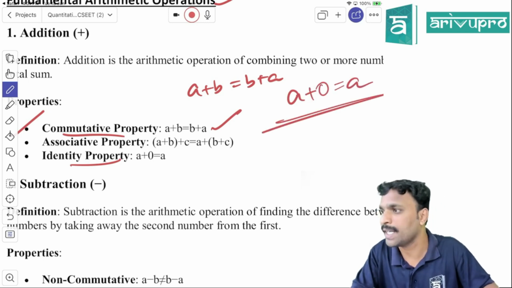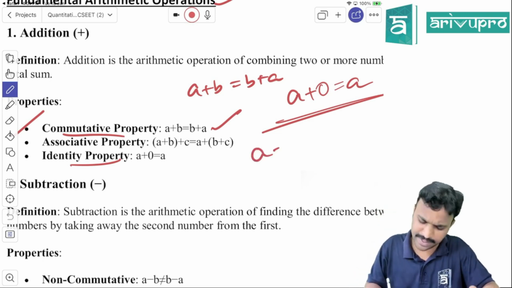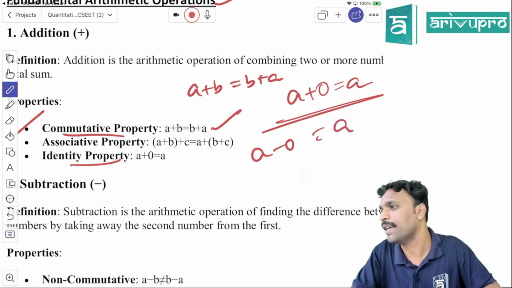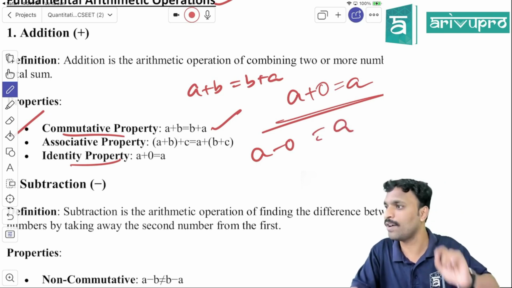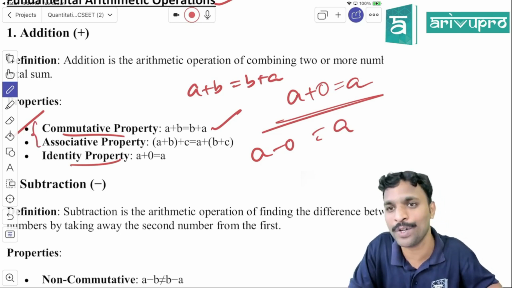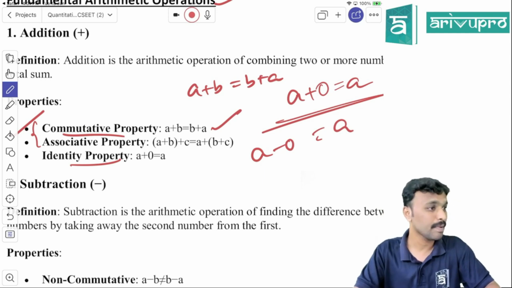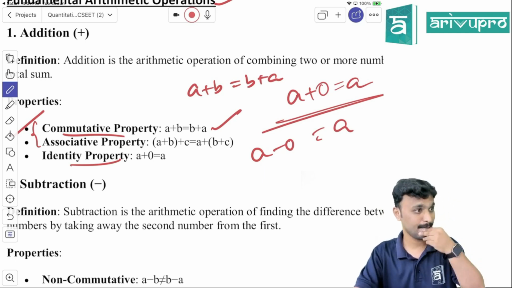That is the identity property. What happens to subtraction? Will this identity property hold? A minus 0 will be A only. So, the identity property holds for subtraction. Among all these properties, only the identity property holds for subtraction. Purida? Everyone? Is it clear?